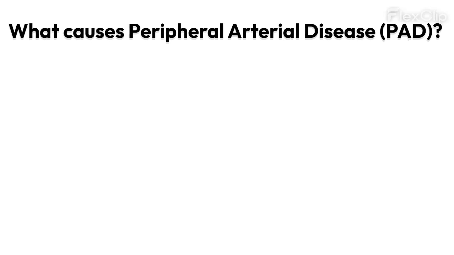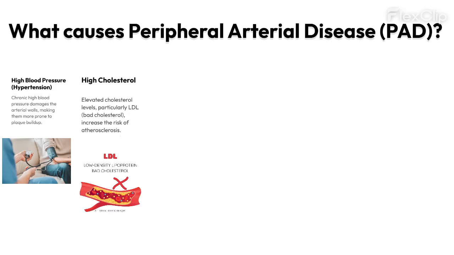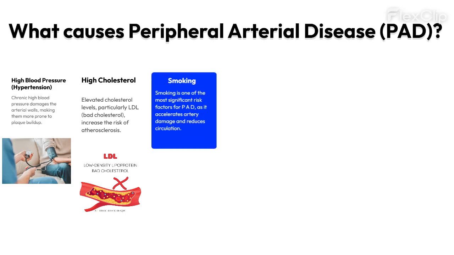What causes peripheral arterial disease? High blood pressure, hypertension. Chronic high blood pressure damages the arterial walls, making them more prone to plaque buildup. High cholesterol. Elevated cholesterol levels, particularly LDL bad cholesterol, increase the risk of atherosclerosis. Smoking. Smoking is one of the most significant risk factors for PAD, as it accelerates artery damage and reduces circulation.